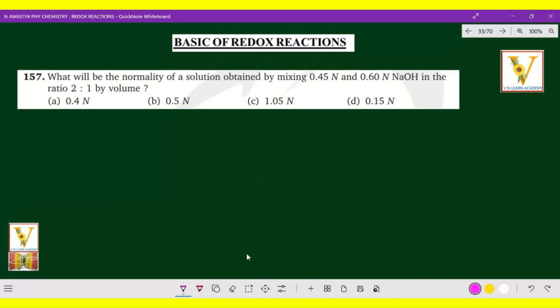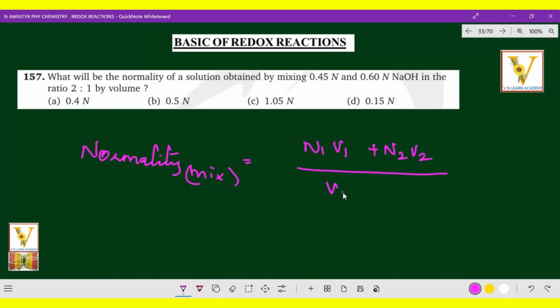The next question: what will be the normality of a solution obtained by mixing 0.45 N and 0.60 N sodium hydroxide in the ratio 2 is to 1 by volume? Now, normality of a solution. Since two solutions are mixed, normality of the mixture equals N1V1 plus N2V2 divided by V1 plus V2. This is the main concept of this question.